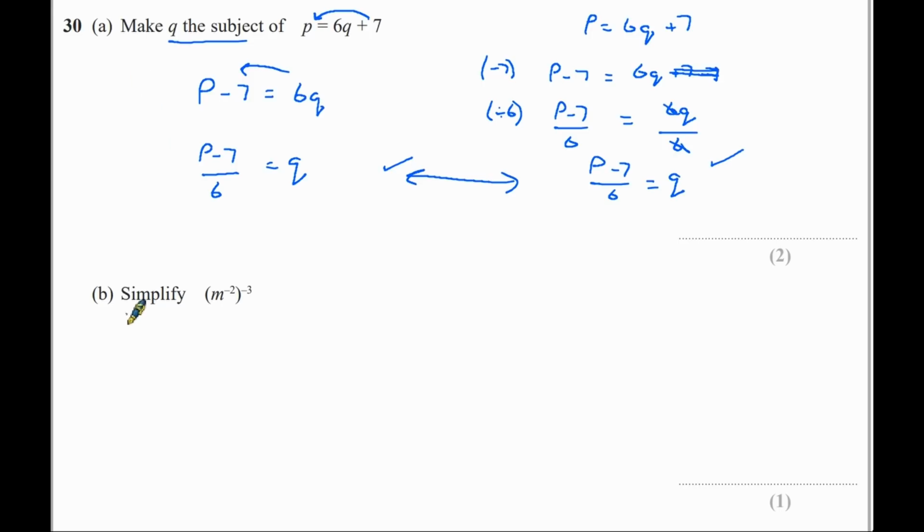And 30b, simplify m to the power minus 2 in brackets with a minus 3 on the outside. When we are working out powers where one is inside a bracket and one is outside, we multiply the two powers together. Be careful, they are both minuses. A minus times a minus is a plus. 3 times 2 is 6. The answer is m to the power 6.